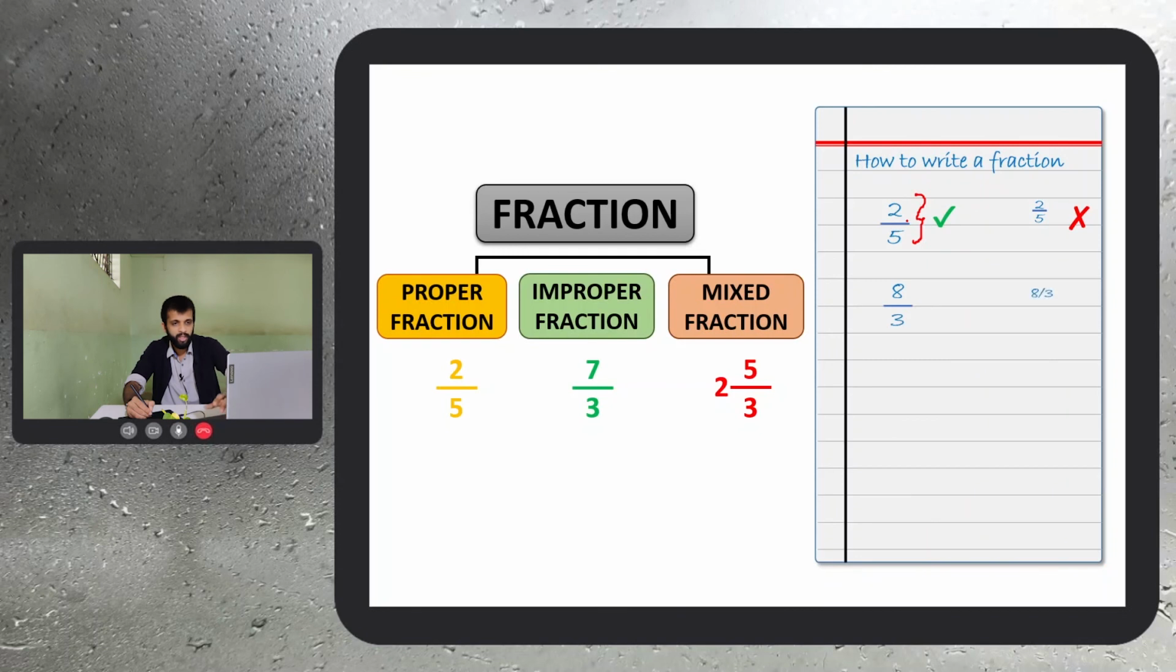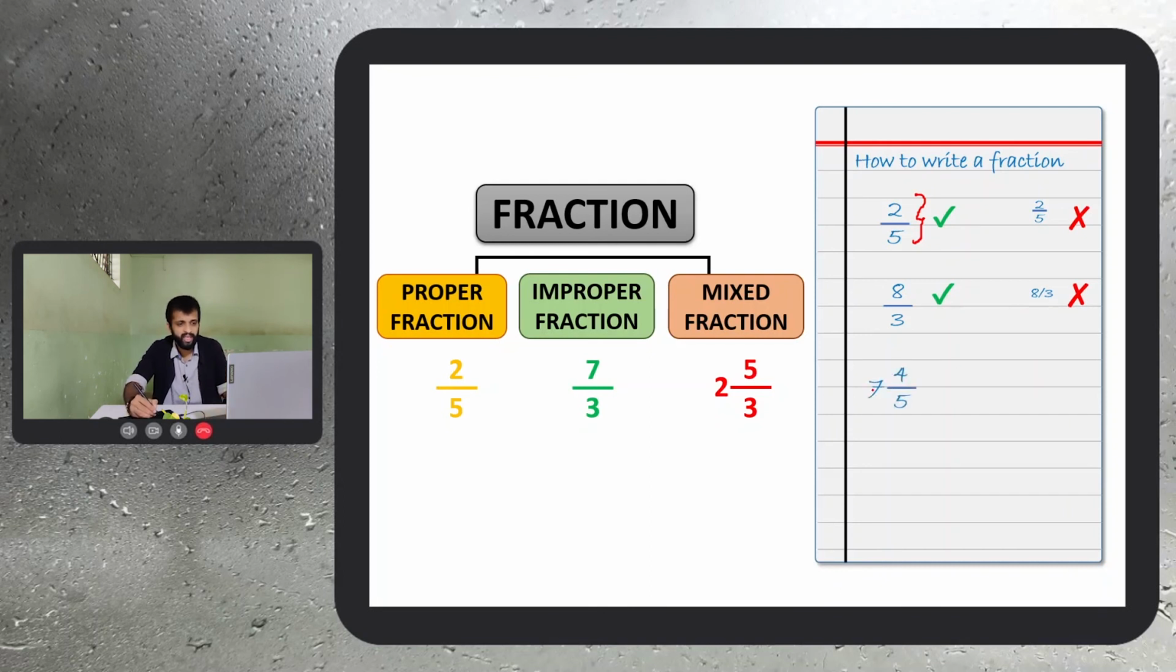Or sometimes a student writes it like this. Instead of writing this way, they prefer writing 8/3. Again, this doesn't mean it's incorrect, but it's not the right way of writing it. The meaning of the number doesn't change, the meaning remains the same. The only thing is it looks a little difficult when you are trying to solve them.